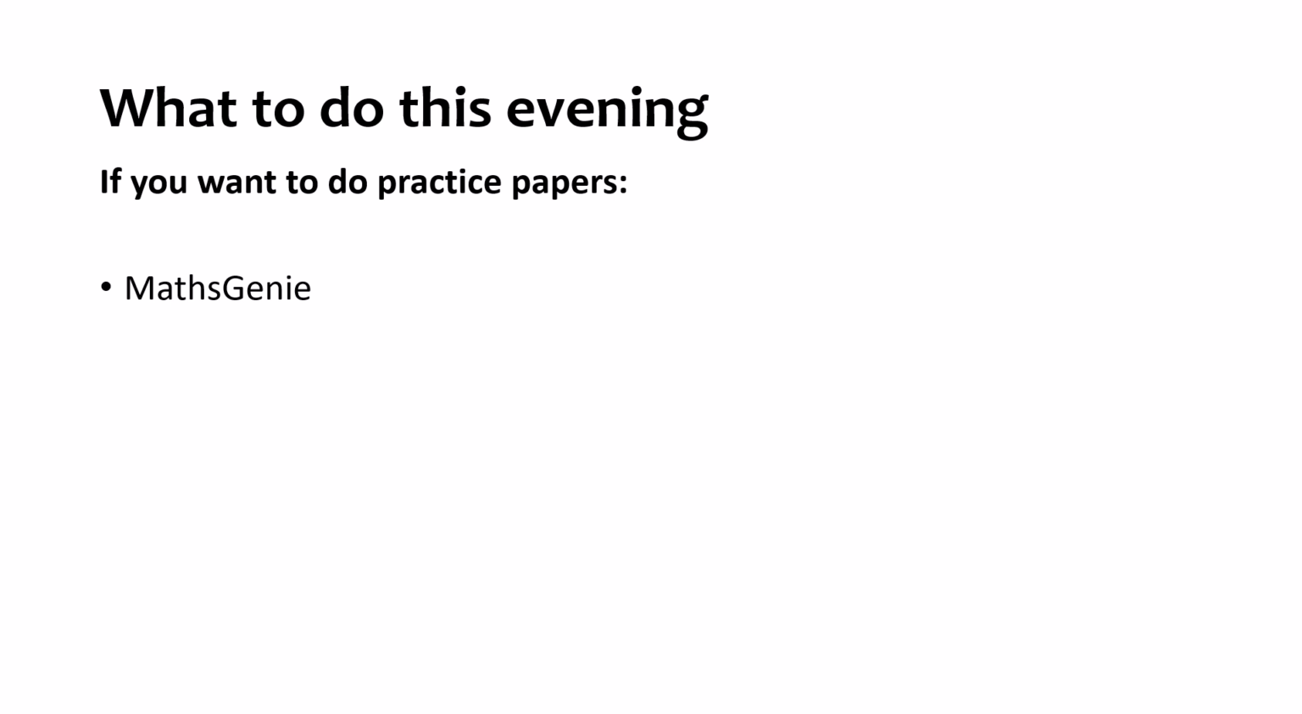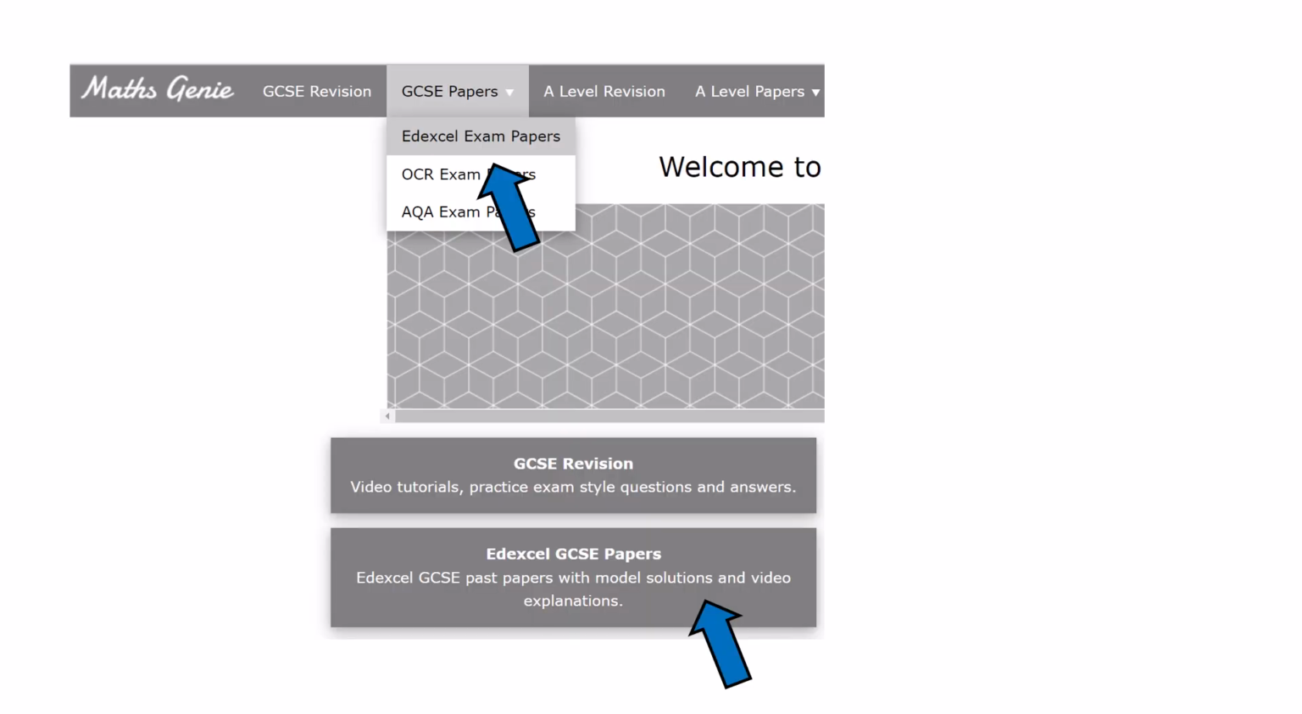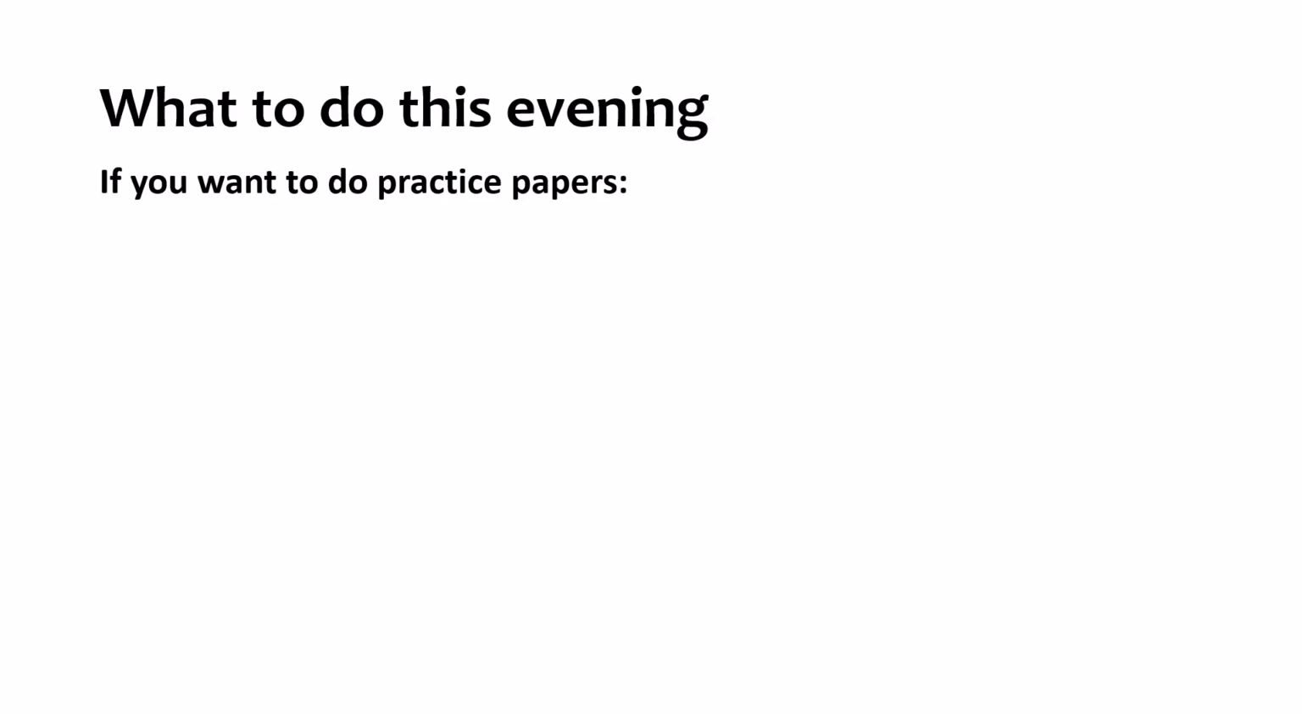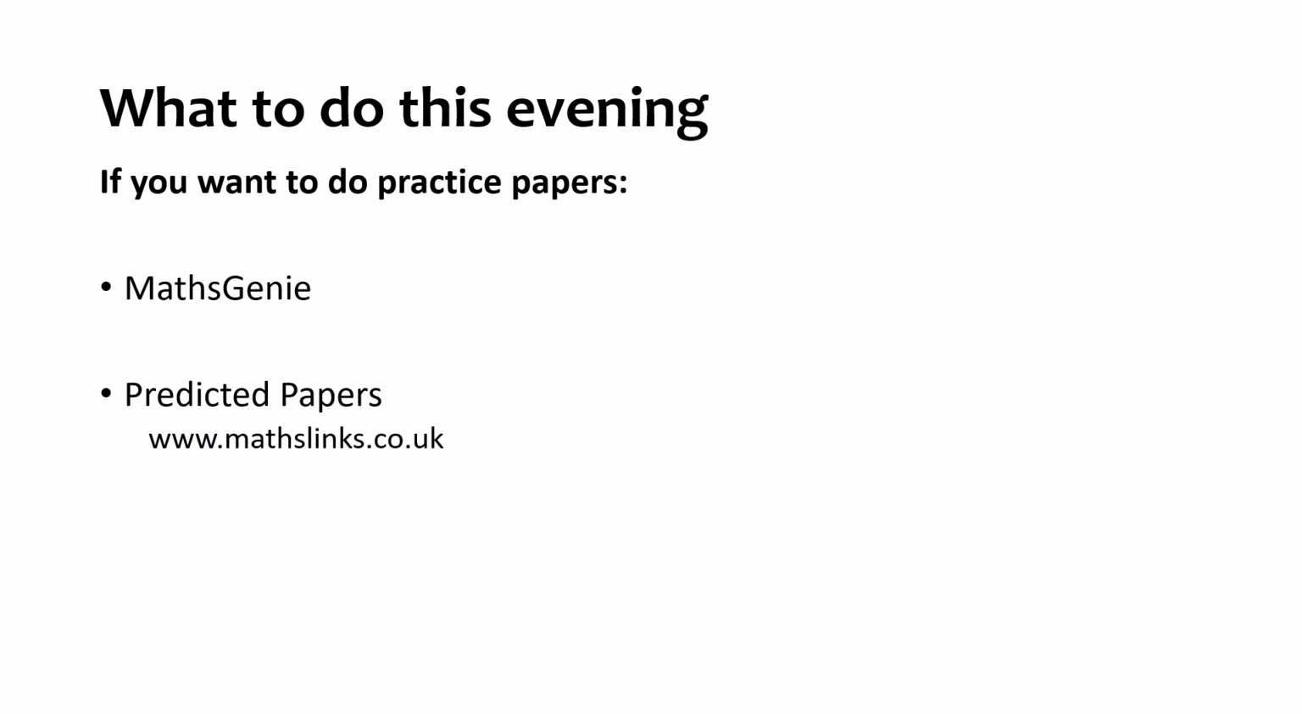Alternatively, if you want to practice papers, which I would highly recommend, you've got Maths Genie again as a really strong option. If you go onto Maths Genie, you can click on GCSE papers, make sure you go on Edexcel, and you can access loads of past papers from there. But there are also predicted papers, and one of the places that you can get these from is mathslinks.co.uk. I mentioned this before paper one.